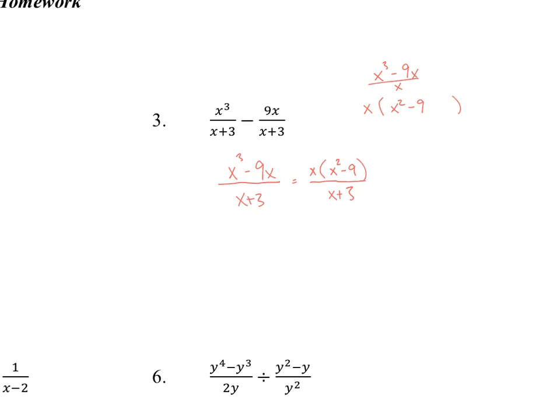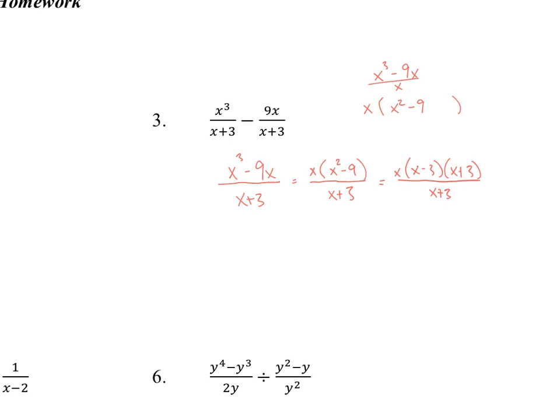Well, we still can't do anything, and that's because this can be factored again. So we can double bubble that so that we have x times x minus 3 times x plus 3 all over x plus 3. So all I did here was I looked for things that add to 0 because we're missing an x term and multiply to negative 9. Now I double bubbled and I've taken this cubic and broken it down into its three factors.